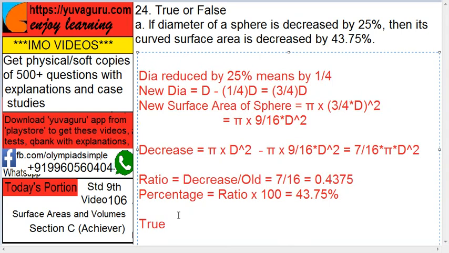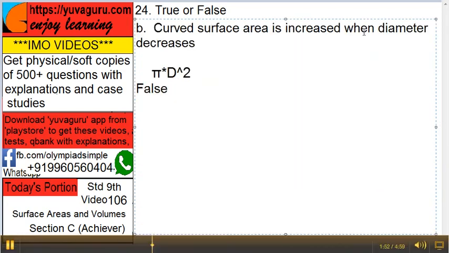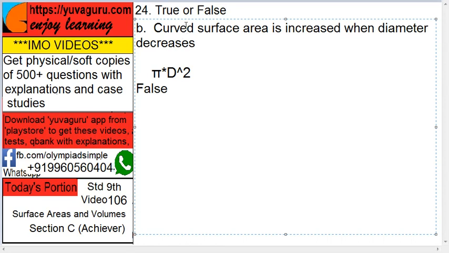Right? Next. Curved surface area is increased when the diameter decreases. True or false? Definitely false, because diameter is decreased. What is the formula for curved surface? We just now saw surface area is pi d square. If d decreases, curved surface area will decrease.